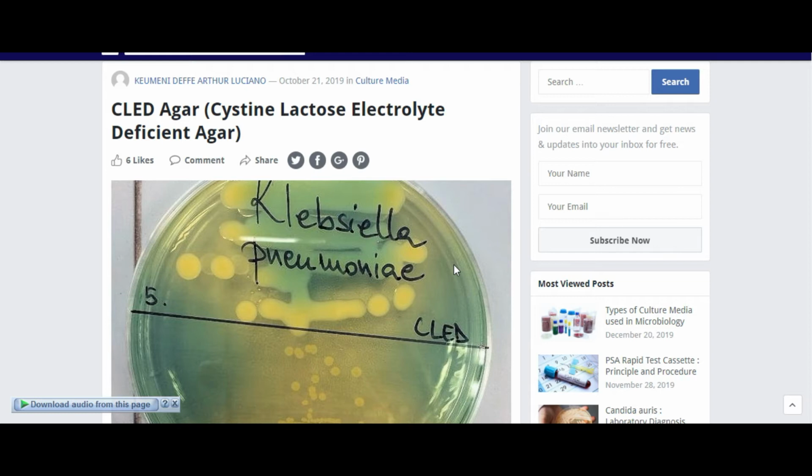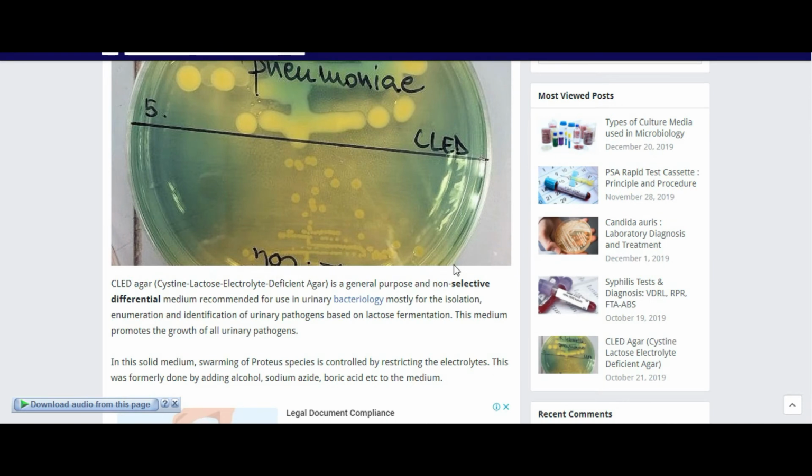Well, today I'm talking about CLED Agar, which is one of the most common culture media you easily find in the laboratory. We are going to talk about its ingredients, its principle, its appearance, and colony characteristics after culture, and also the type of bacteria that can grow on CLED Agar. I'm pretty sure almost everybody has used CLED Agar because it's a general purpose medium.